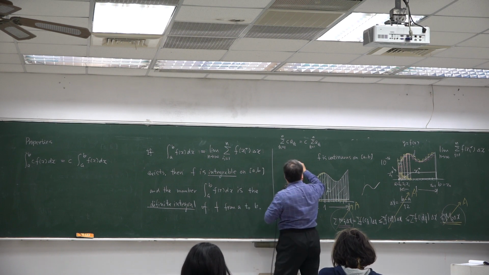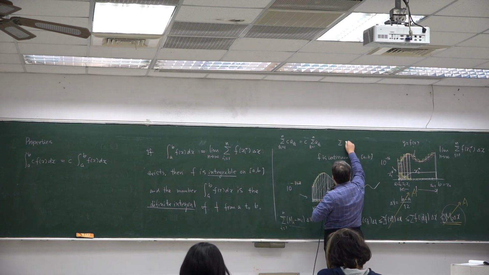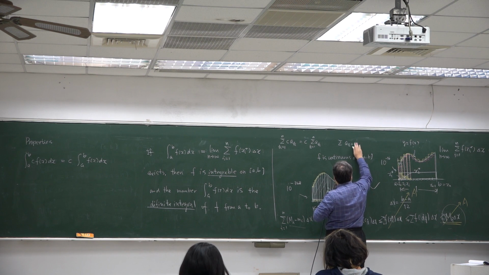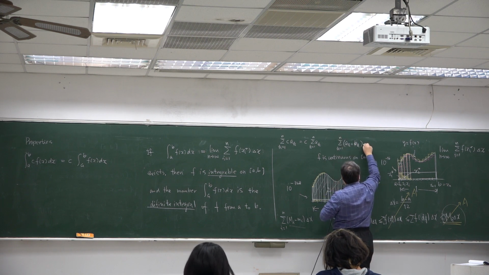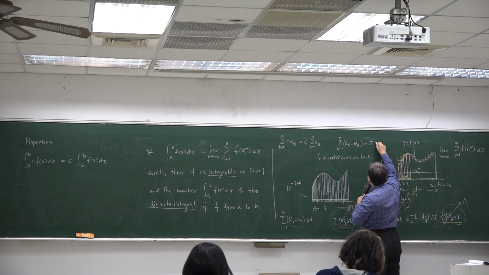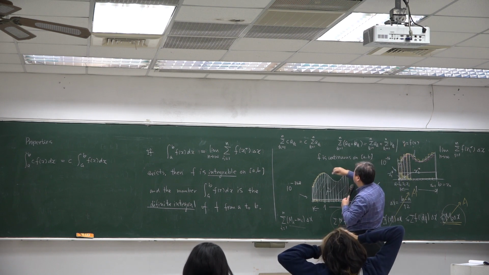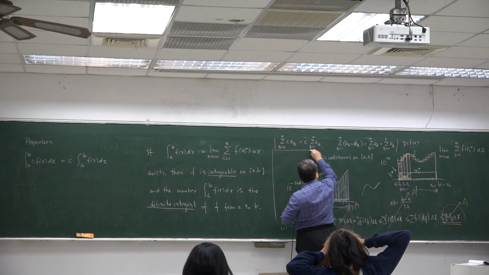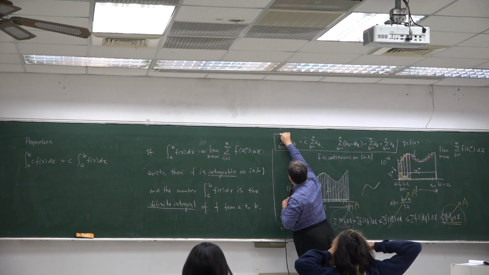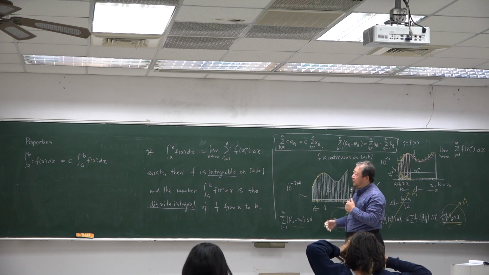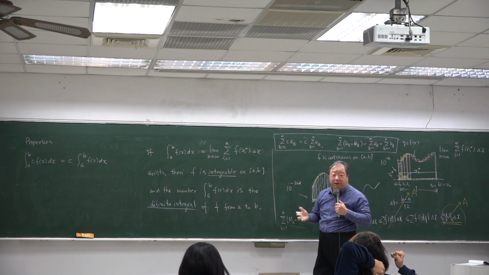Similarly, for two sequences, term by term, they sum up to equal the sum of the two finite sums. Just the associative law and the commutative law of addition.